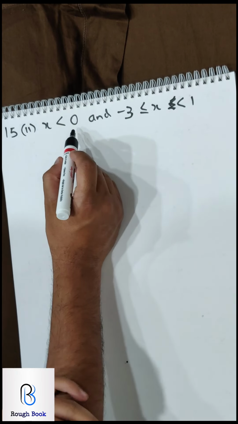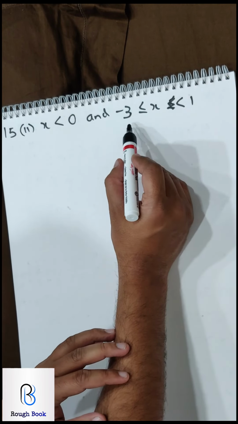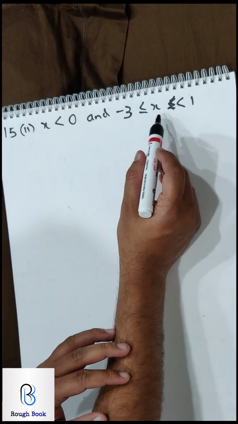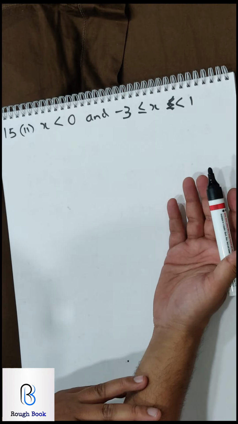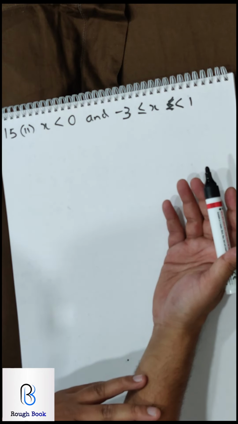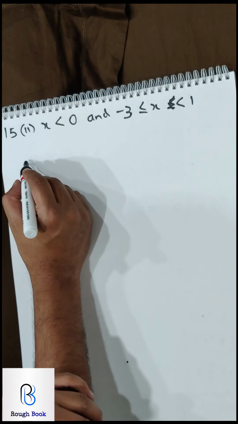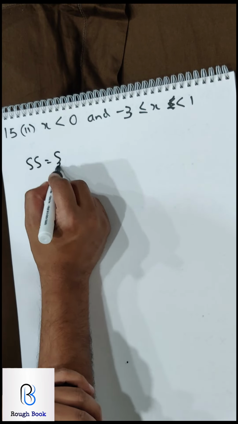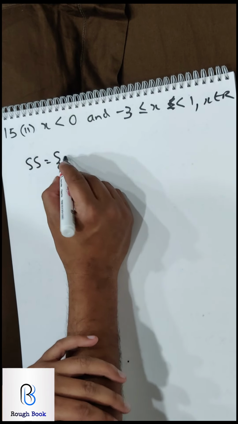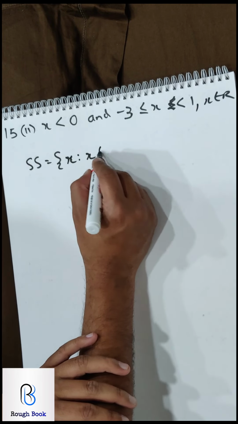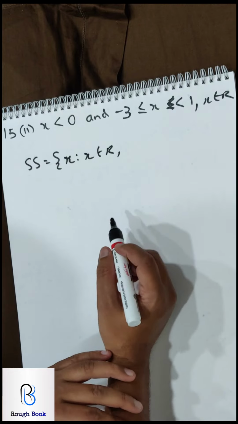So x is smaller than 0 and minus 3 less than equal to x less than 1. So this is already solved, we don't have to solve anything, but we need to write the solution set and draw the number line as well. So how will I write my solution set? And x belongs to R is what we need to take over here, right? So x such that x belongs to R, and the range.